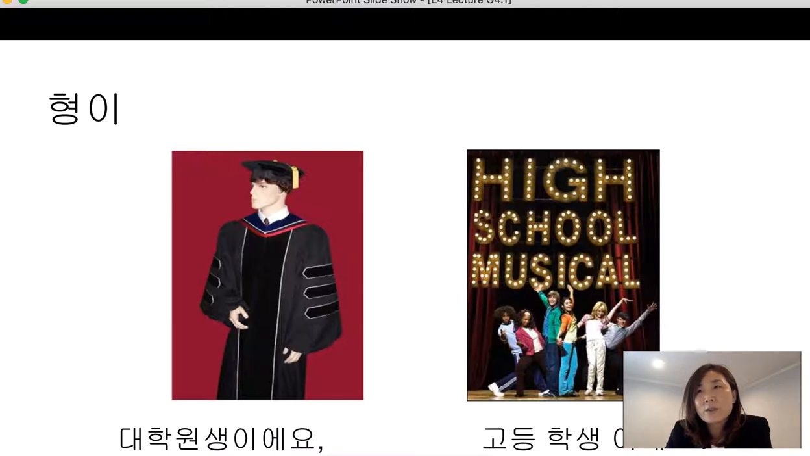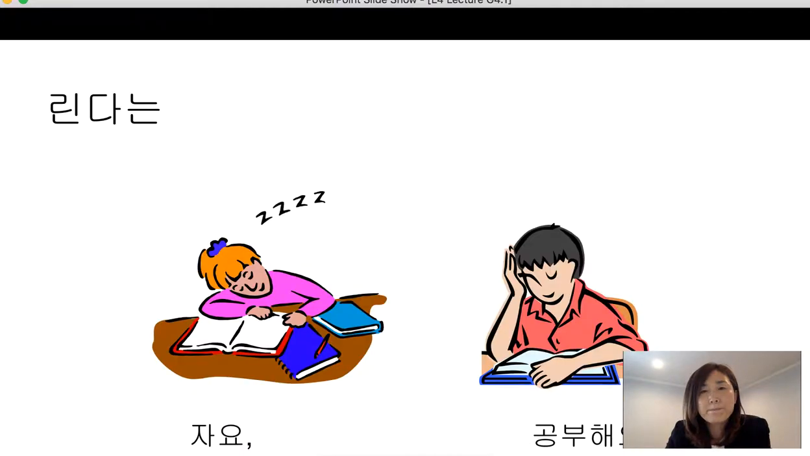Let us create alternative questions based on the pictures. 형이 대학원생이에요, 고등학생이에요? Is your brother a college student or a high school student? Keep that in mind that intonation goes up in the first choice and goes down in the second choice.